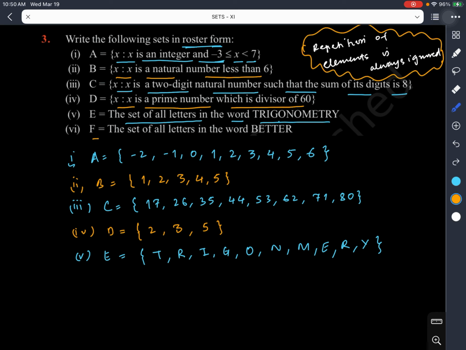Part number 6 is set F is equal to the set of all letters in the word better. So let's see how this set will be represented in roster form. So set F will be having elements B, E, T. Again the repetition will be ignored, and the last one will be R. Here letter E or alphabet E and alphabet T, they are both being repeated.